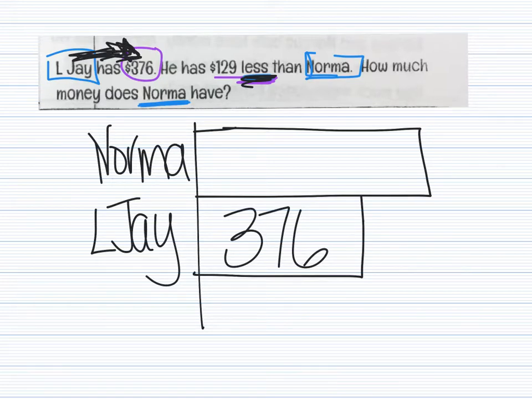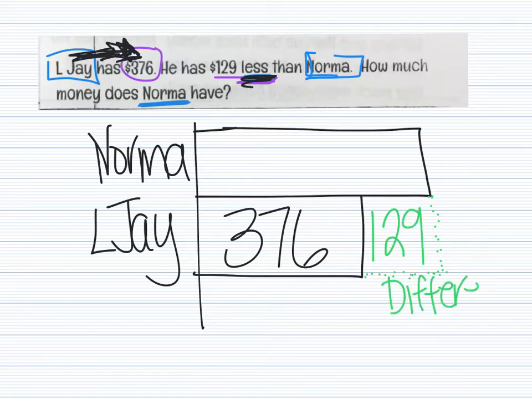It says he has $129 less than Norma. So what do you think the $129 is? Good, absolutely right. That's the difference. So I'm going from a little dot, dot, dot, dot, dot, all the way up here and down. That is my difference. So I can put 129 right there inside my difference box.